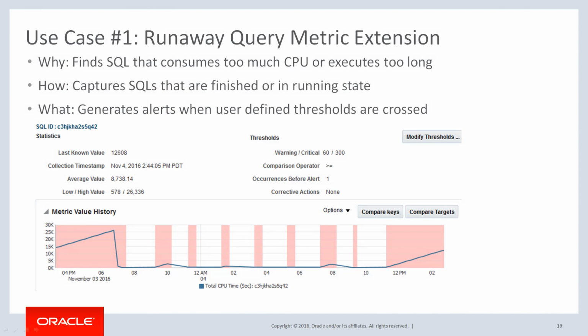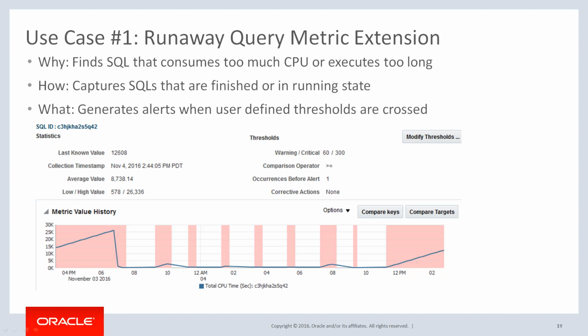The first use case we will review is a runaway query metric extension. A runaway query is a query whose execution time is taking longer than the time estimated by the optimizer. Runaway queries can consume too much CPU or other resources during its execution. It is critical to find and eliminate these types of issues from the application code to ensure good application performance.